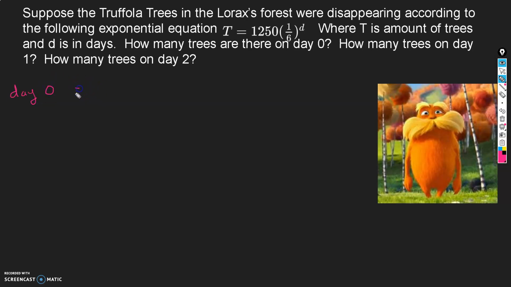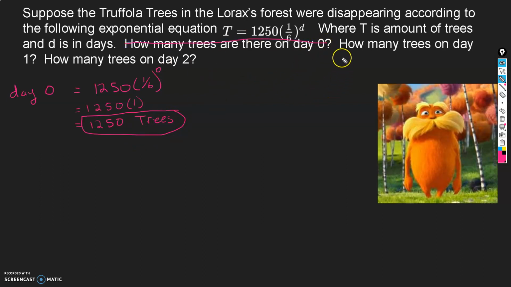Well, there's going to be 1250 times 1/6 to the... oh, how many days have passed? Oh, 0 days have passed. So anything to the 0 power is 1. So there will have been 1,250 trees on day 0. Okay, we just plug in 0 for d. So that's this guy.